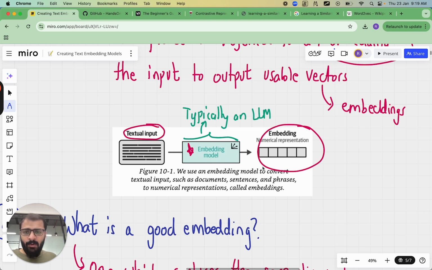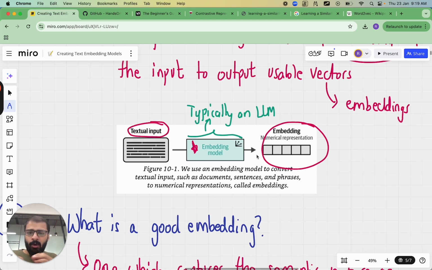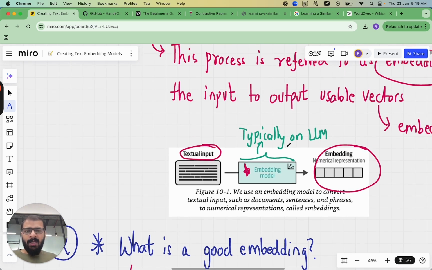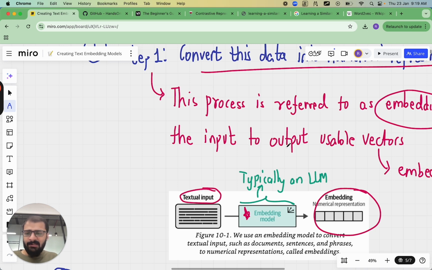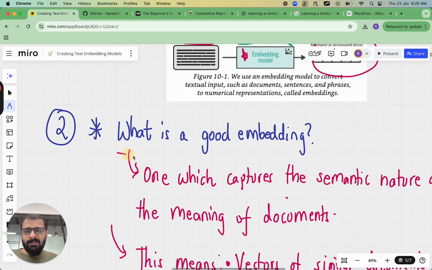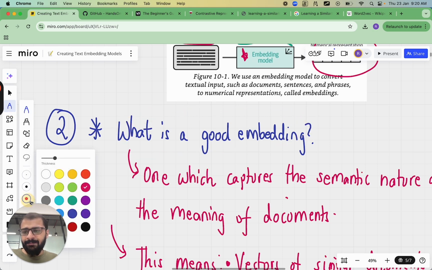So as has been written over here, we use an embedding model to convert textual input such as documents, sentences and phrases into numerical representations which are called embeddings. For the sake of simplicity right now, just remember that embeddings are nothing but numerical representations. Then you might be thinking, okay, I can just take sentences and convert them into random vectors, right? What is a good embedding and what is a bad embedding, and how do we distinguish between good versus bad embeddings?